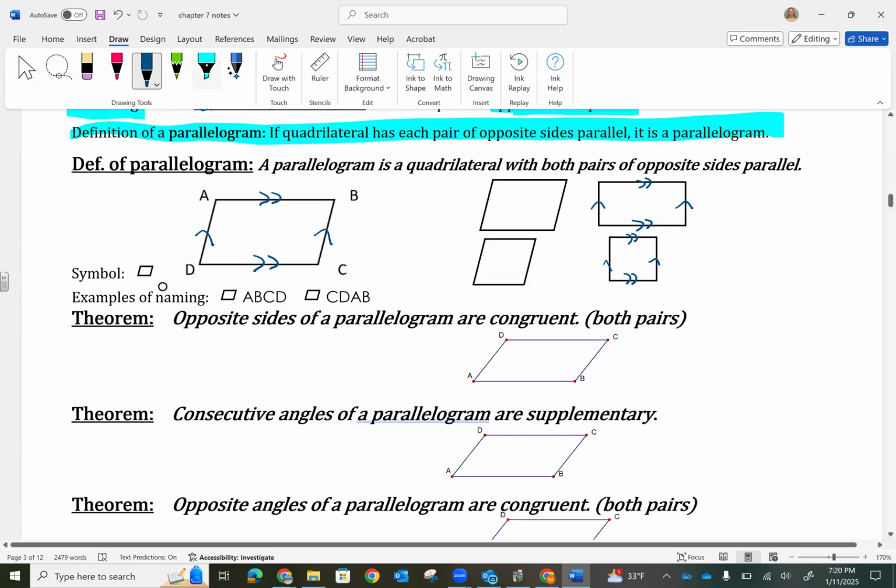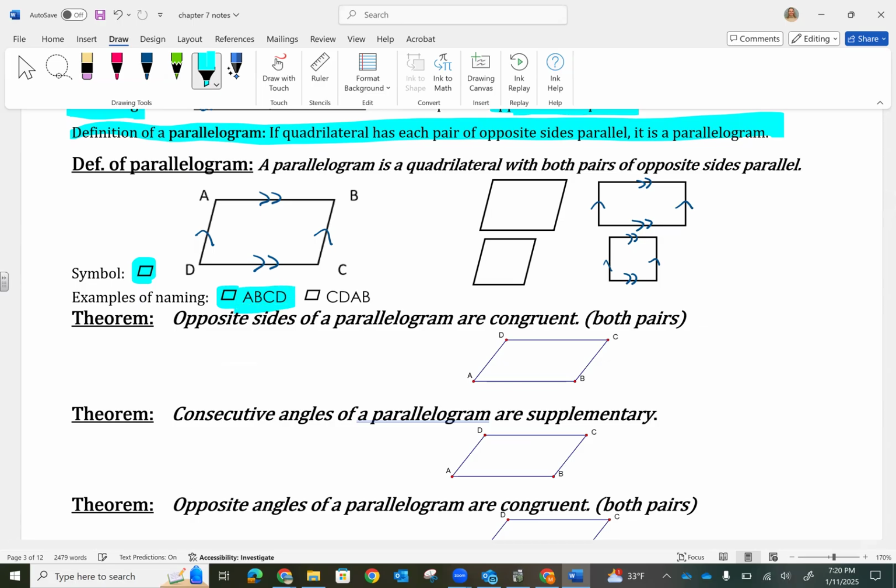And the symbol we could use is using the word parallelogram or just putting a parallelogram symbol in front of the four letters. Now you have to follow it around the shape, one way or the other. So A, B, C, D, or you could start at C and go around it: C, D, A, B. You don't have to go around clockwise or counterclockwise. You just start at a point and go around the shape. And you just have to say what shape it is, so put that word or that symbol in front of the four letters.